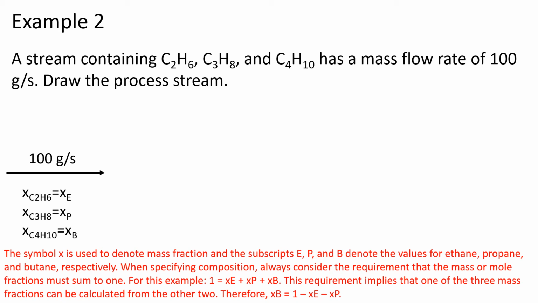When specifying composition, always consider the requirement that the mass or mole fractions must sum to 1. For this example, 1 is equal to the mass fraction of ethane plus the mass fraction of propane plus the mass fraction of butane. This requirement implies that one of the 3 mass fractions can be calculated from the other 2. Therefore, the mass fraction of butane is equal to 1 minus the mass fraction of ethane minus the mass fraction of propane.